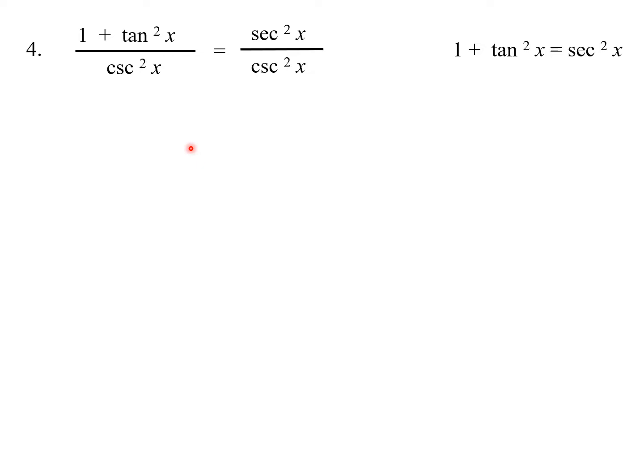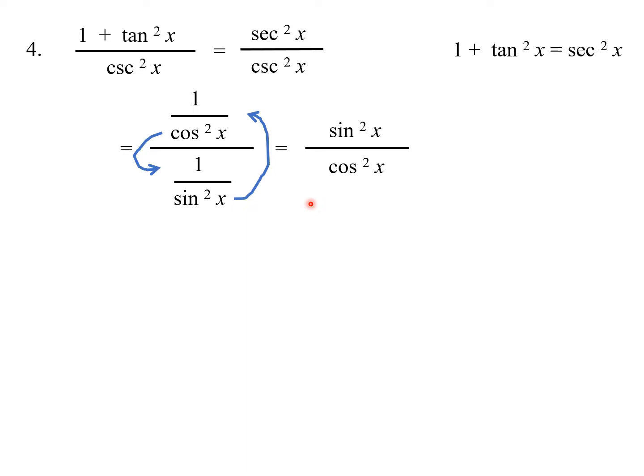Okay? And then the secant is 1 over the cosine. The cosecant is 1 over the sine. So I can write it like this. Okay? All right. Now, cosine squared of x is in the denominator of the numerator, it goes down on the bottom. Sine squared of x is in the denominator of the denominator. It comes back on top. And so what we end up having is sine squared of x over cosine squared of x.